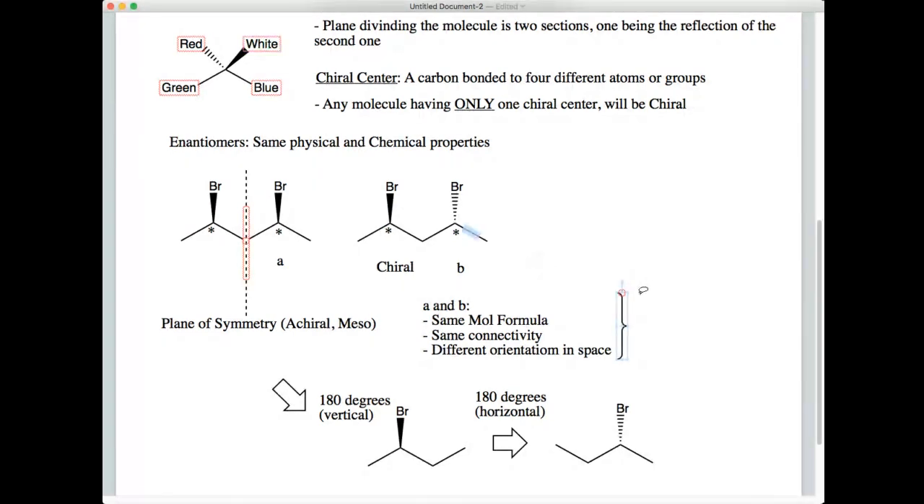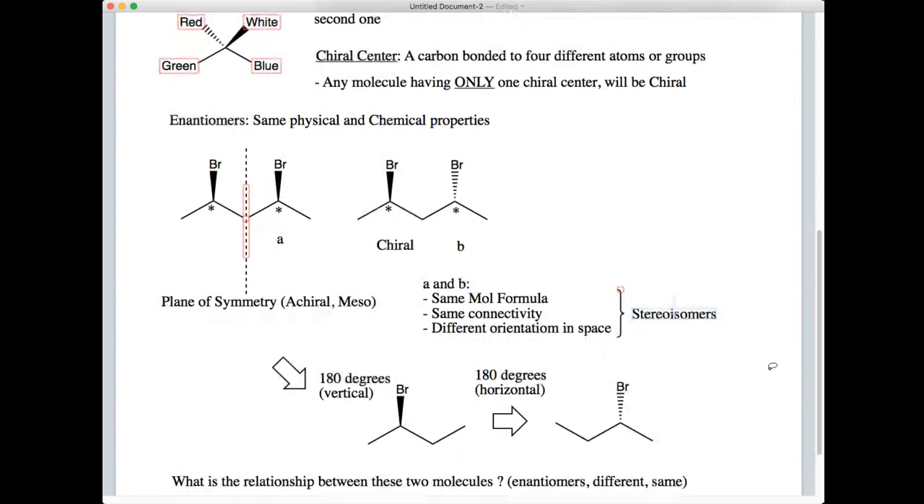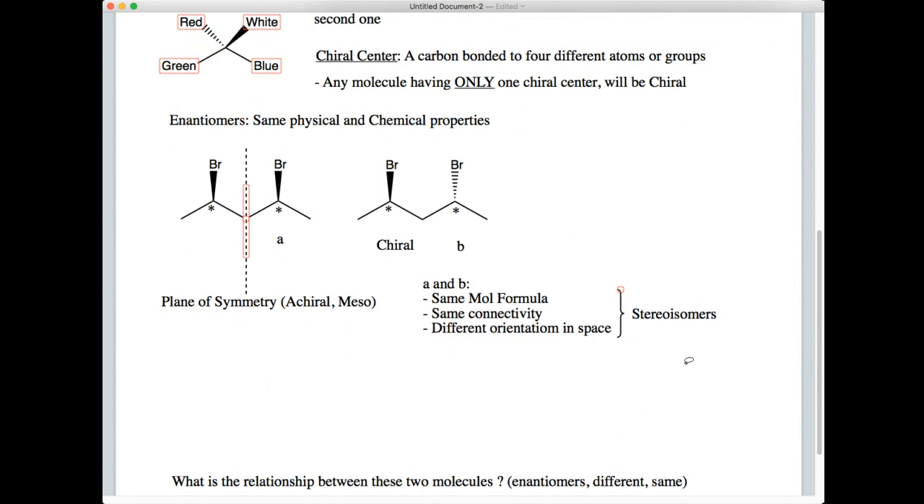So molecules having the same molecular formula, same connection and different orientation in space, we're going to call them stereoisomers. And the name, guys, already is telling you what it is, stereoisomers. So they're isomers with different shape, with different orientation in space, okay? Now, stereoisomers can be classified into 2 groups.